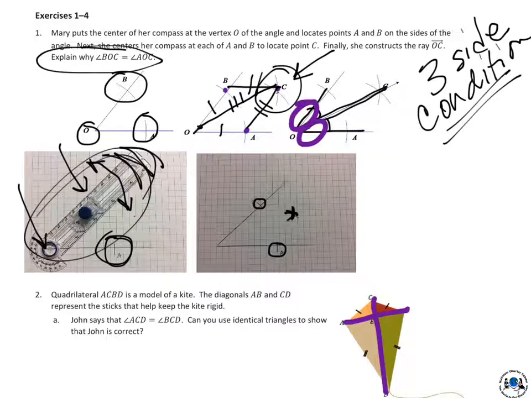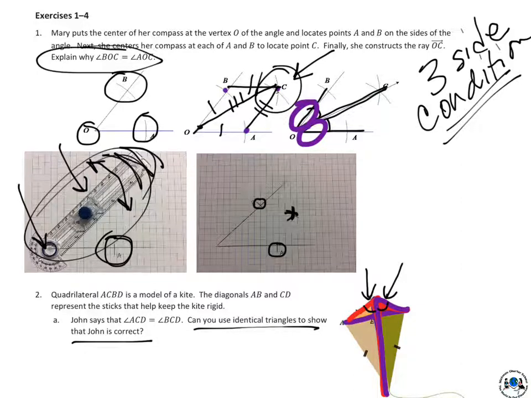So John says that angle ACD equals angle BCD. He's saying that those two angles are equal. Can you use identical triangles to show that John is correct? Again, he is saying these angles right here are equal, that one in there and that one in there. Can you use identical triangles to show that John is correct? So give that one a whirl.